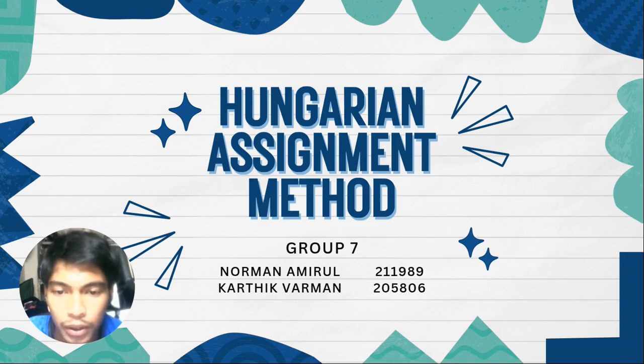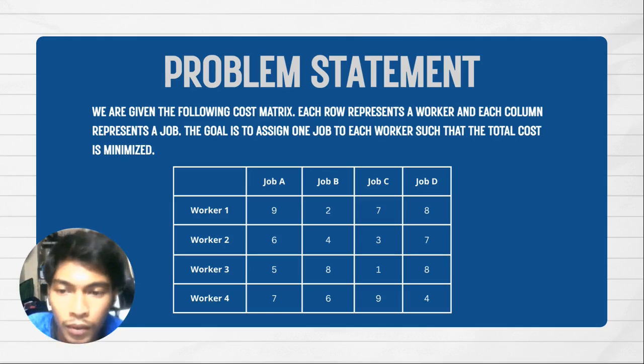We want to explain the Hungarian assignment method in a problem. So we are given the problem statement, the following cost matrix. Each row represents a worker and each column represents a job. The goal is to assign one job to each worker such that the total cost is minimized. As you can see, the values of the cost matrix are in the table.